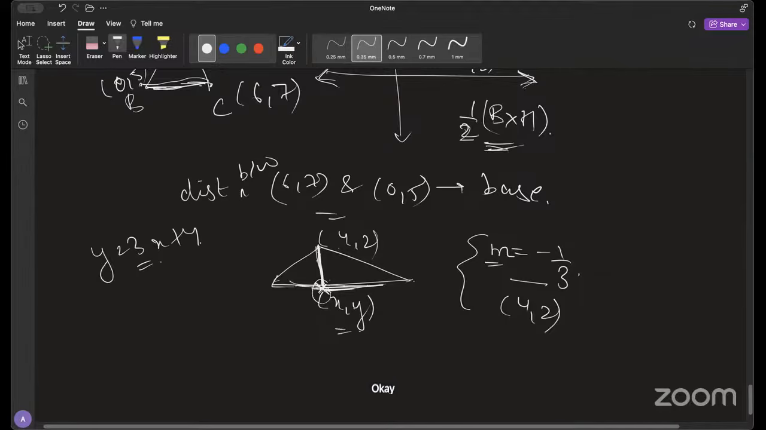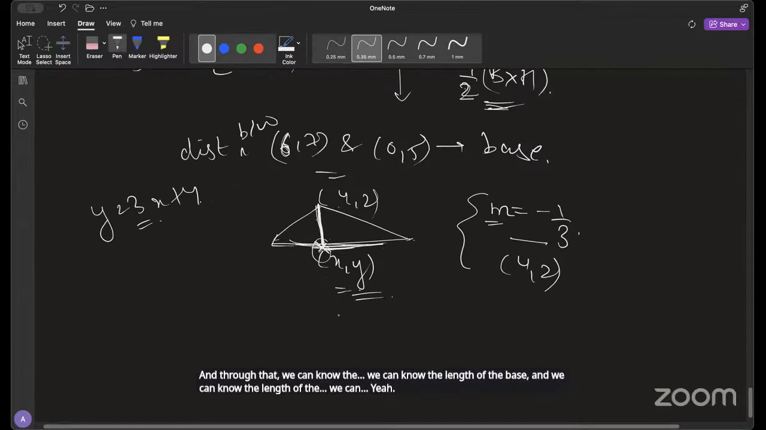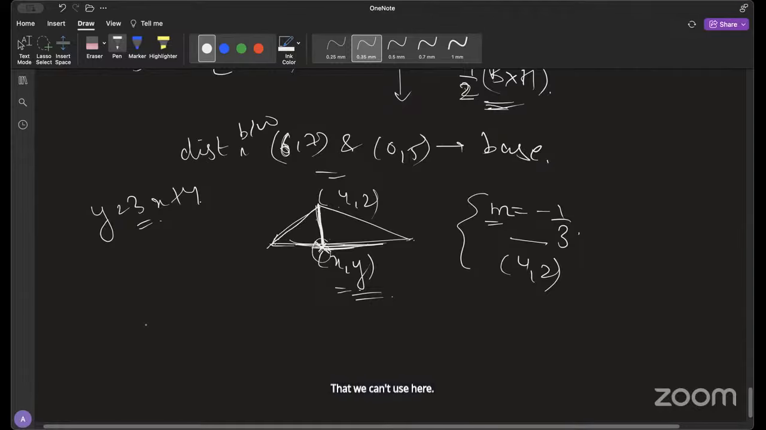Ma'am, I think we can also directly do it. There is a formula for the perpendicular distance to the line. We know the line passing through (6, 7) and (0, 5), and we know the point (4, 2), so we can directly know the distance from the point to the line. Yes, you can use that too. By the way, there is a direct formula to find the area of the triangle also, but we can't use it because it's already mentioned in the question that we can't use it.